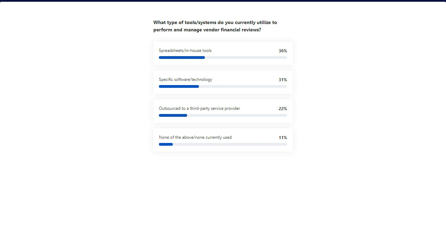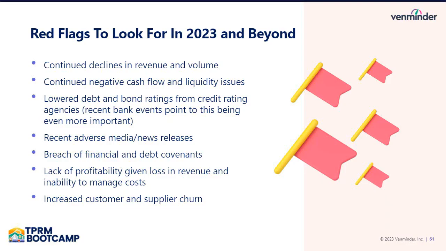So it's always important to focus on some of the red flags, both in your reviews this year and beyond. Things like declining revenue, profitability, and liquidity are always going to be at the top of the list. But make sure you look at some of that qualitative information and disclosures, such as any recent adverse media or news releases, any breaching of covenants, any litigation, or if they're public or have publicly traded debt, look at their lower debt and bond ratings that exist out there.